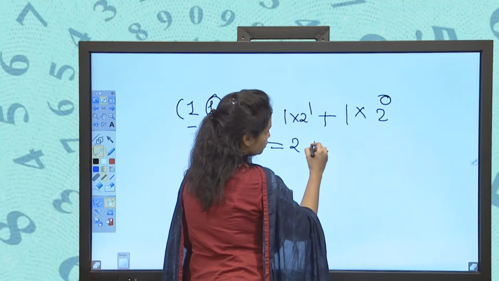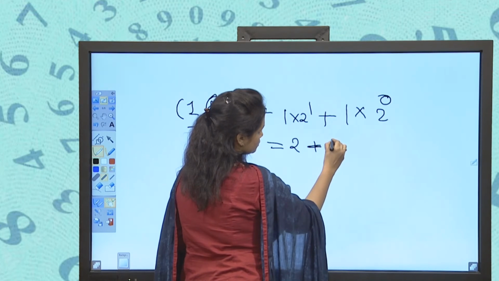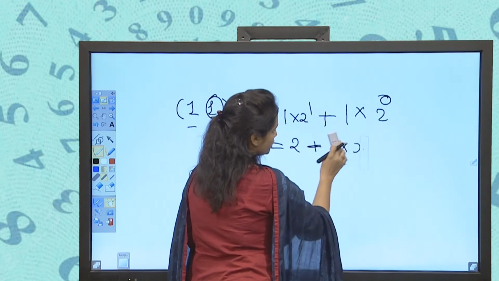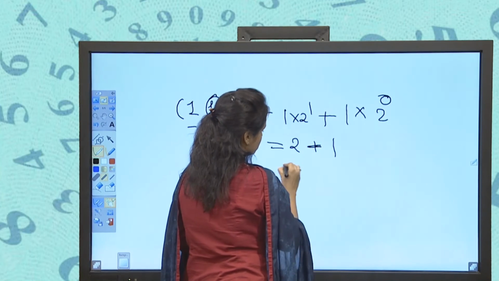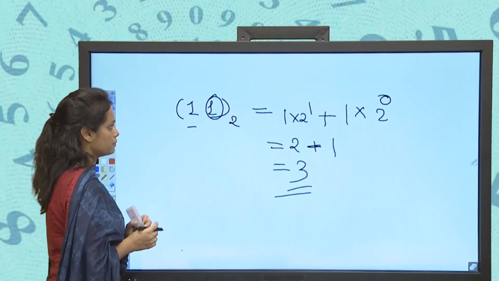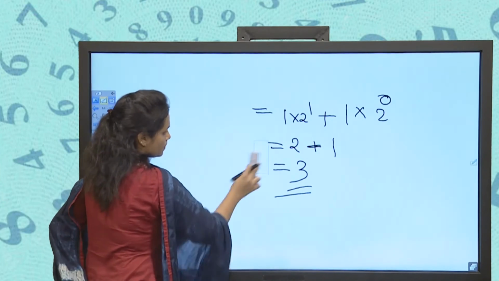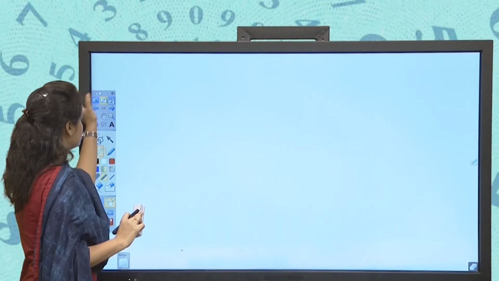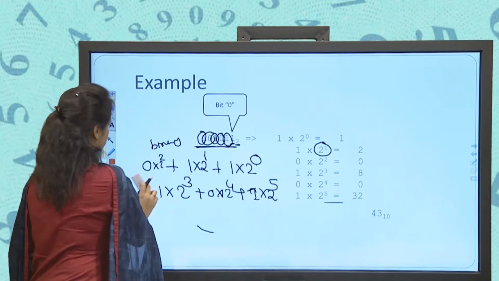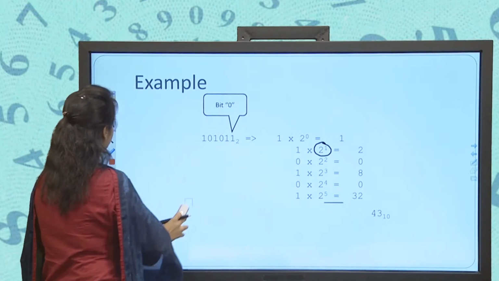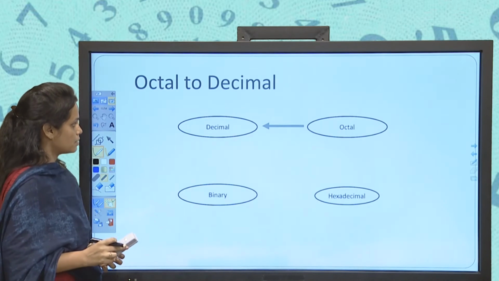1 into 2 raised to 0, 2 raised to 0 is 1, that means 1. This is the representation of the number 3. Fine. This is how to convert the binary number to the decimal number.